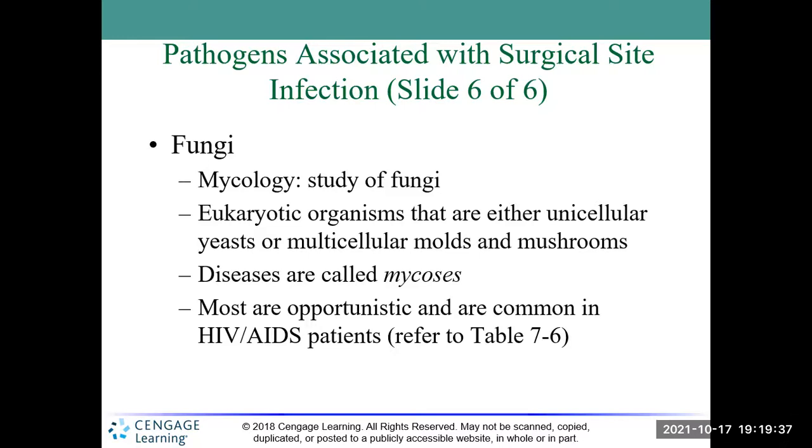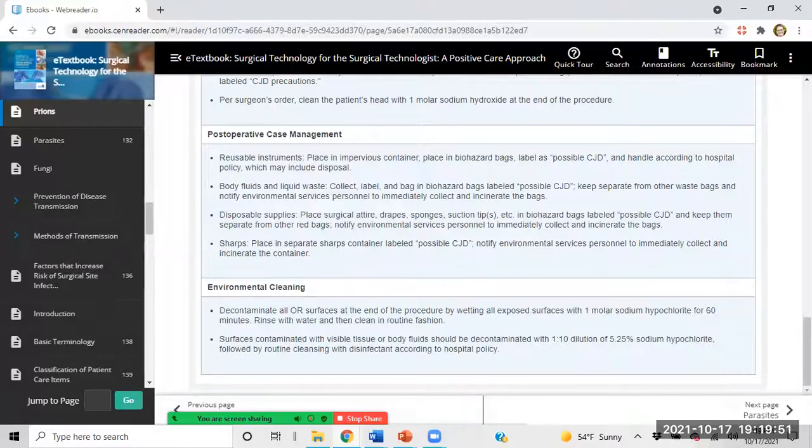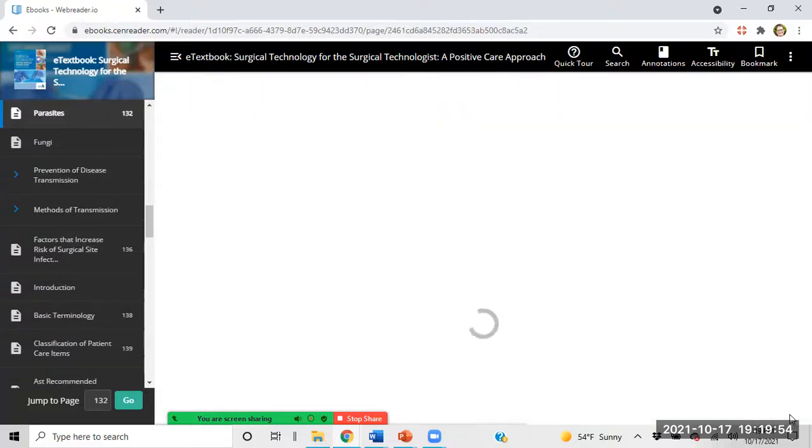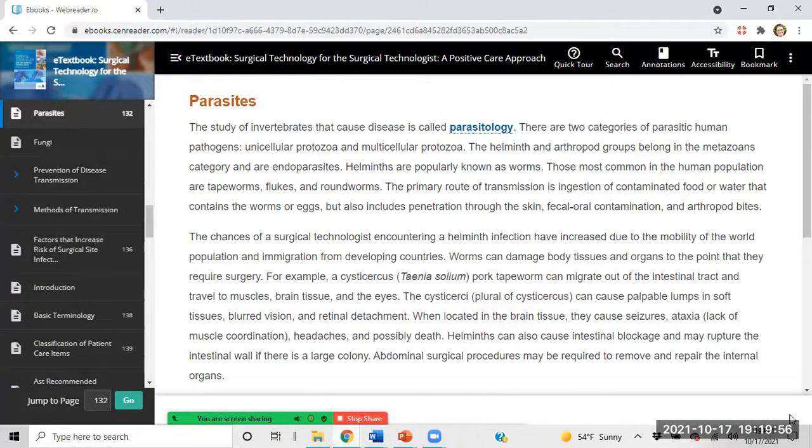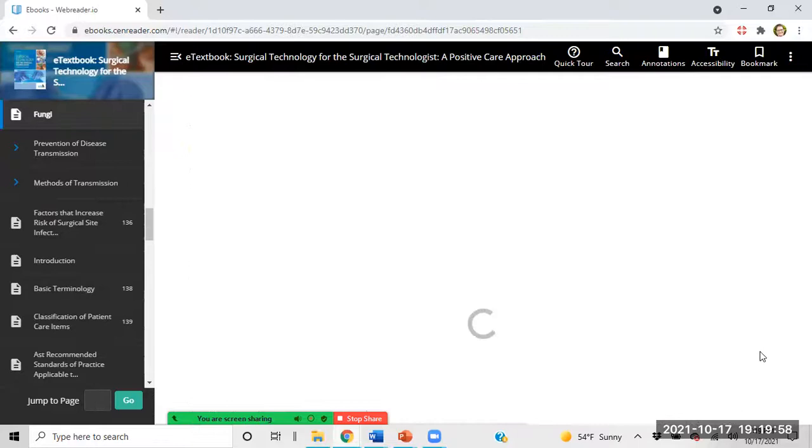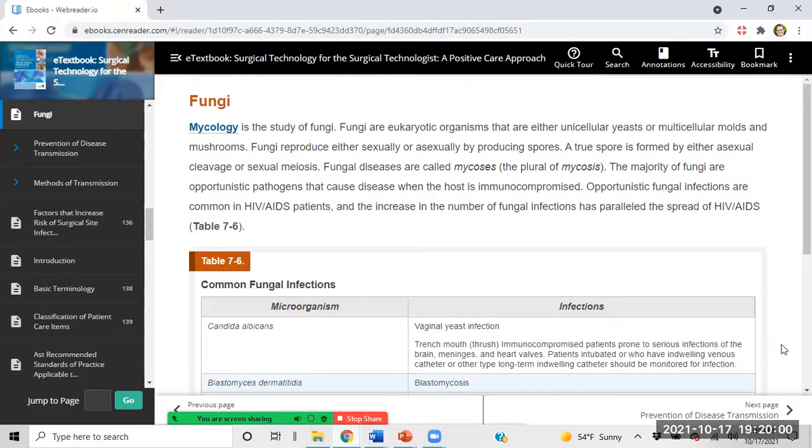And as we talked earlier about opportunistic and things of that nature, most are opportunistic, meaning that they're looking for an opportunity when an immune system is compromised, such as HIV patients. We'll look at this in looking at the common fungal infections.